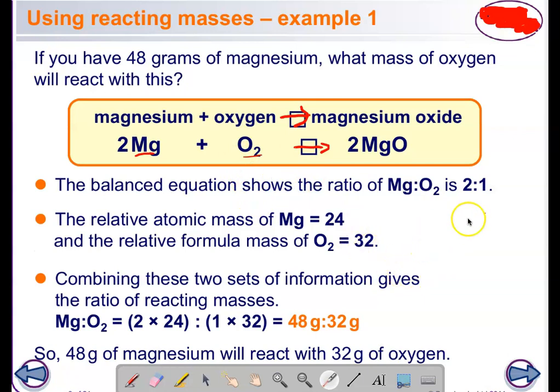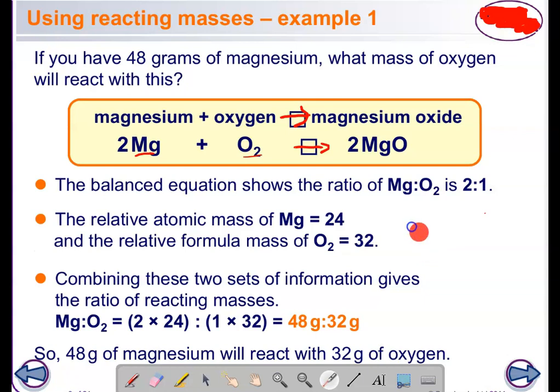And since the ratio is 2:1, once you get the number of moles of magnesium reacting with oxygen, if you want the number of moles of oxygen, you divide by 2, because 2 lots of magnesium is reacting with 1 mole of oxygen. So you divide by 2, and that will give you the number of moles of oxygen. Once you get the number of moles of oxygen, multiply that by the relative formula mass of oxygen to get the amount of oxygen that will react with 48 grams of magnesium.